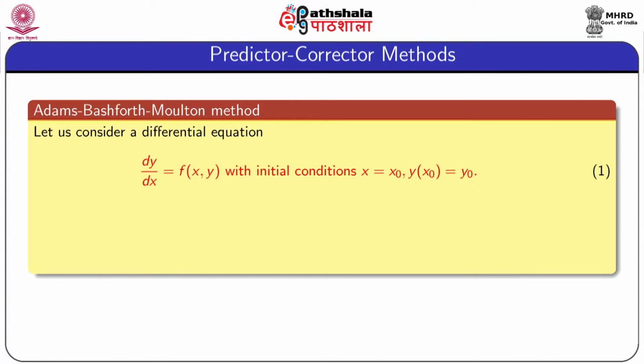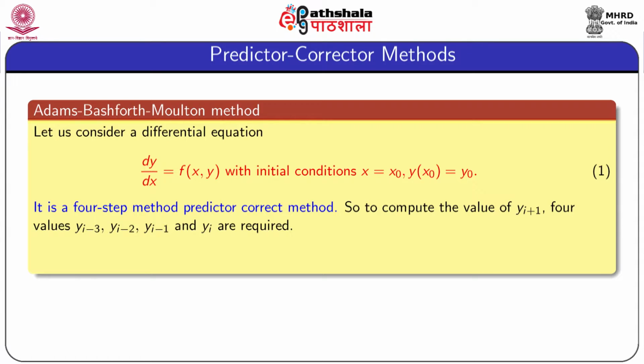Now, first we describe the Adams-Bashforth-Moulton method. The problem is dy/dx equal to f of x, y with the initial condition x equal to x0 and y equal to y0. It is a 4-step method, or it is called the 4-step predictor-corrector method. That means, to find the solution of this method, we have to find the values of y1, y2, y3 before going to find the value of y4. That means, to compute the value of yi plus 1, four values yi minus 3, yi minus 2, yi minus 1 and yi are required.